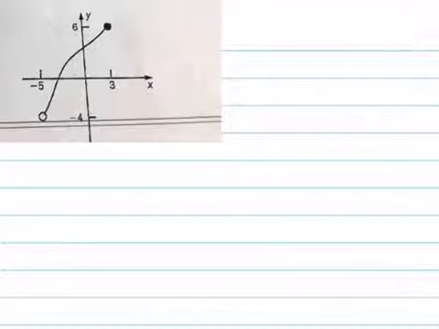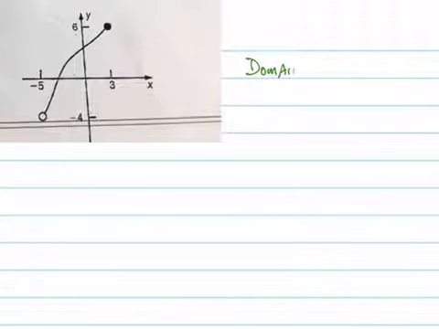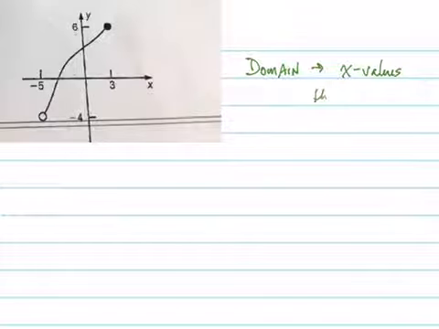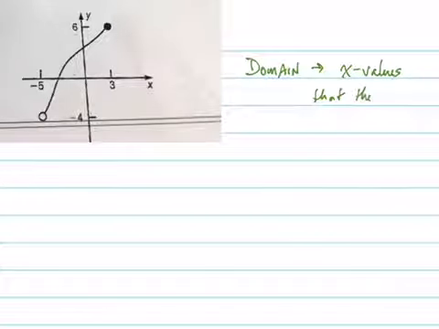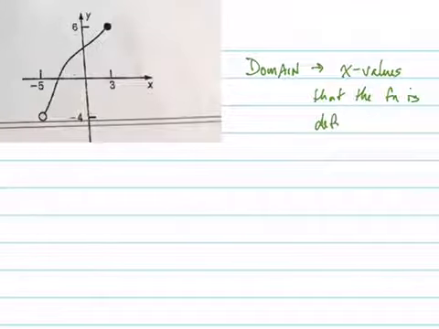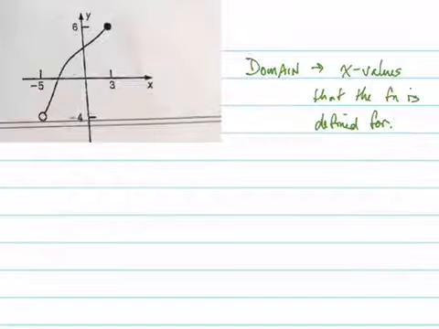So let's find the domain and range of this function that's graphed here. Let's do the domain in green. The domain means what x values the function is defined for. So what x values is it defined for?